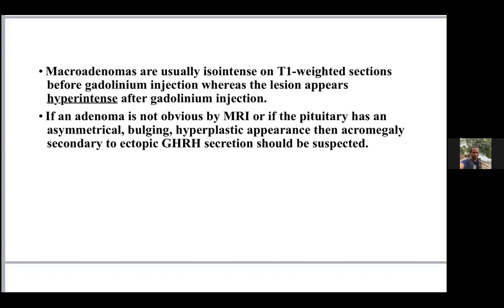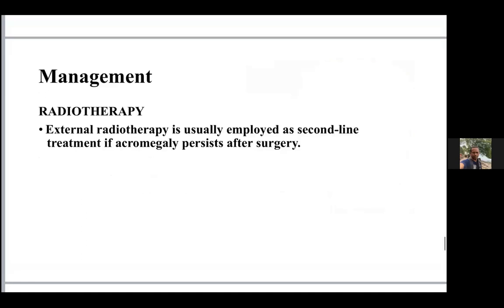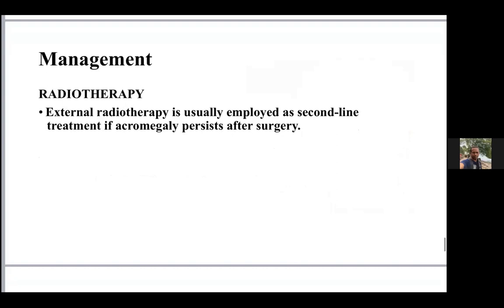So how do we manage acromegaly? As we know, we have this tumor sitting in the pituitary. If it is because of a pituitary microadenoma, we do a transsphenoidal surgery. This is the first line treatment. You go through the nose, through the sphenoid sinus, and reach the pituitary. Usually most of the bulk of the tumor is removed by this method. If anything remains, external radiotherapy is usually employed as second line treatment if acromegaly persists after surgery.